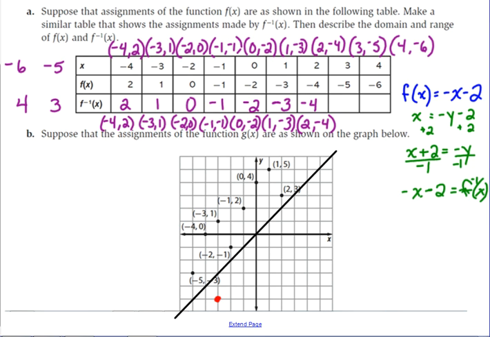If -2, -1 is on the original, what's going to be on the inverse? -1, -2. If -4, 0 is on the original, 0, -4 is on the inverse. -3, +1 is on the original. +1, -3 is on the inverse. -1, 2 becomes 2, -1. 0, 4 becomes 4, 0. 2, 3 becomes 3, 2. And 1, 5 becomes 5, 1. So you should be able to see, if you tilt your paper, mirror images. All these points should be mirror images across that line y equals x. So all these red points here are the points for the inverse of g.